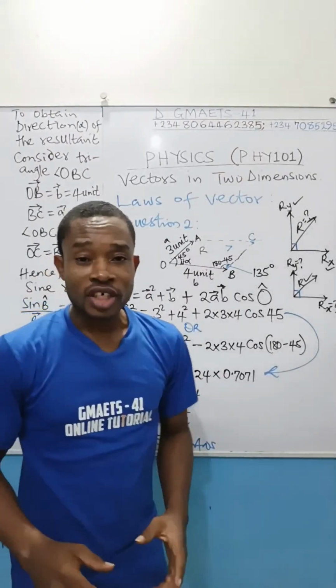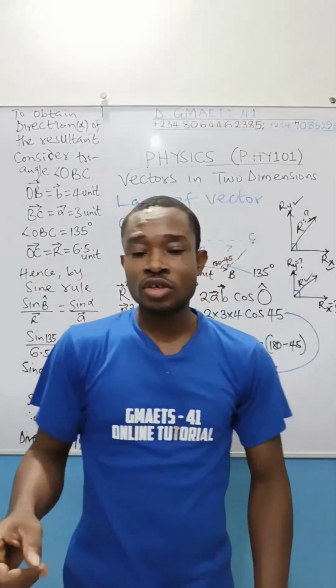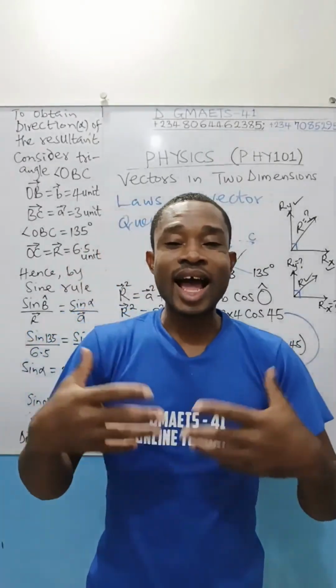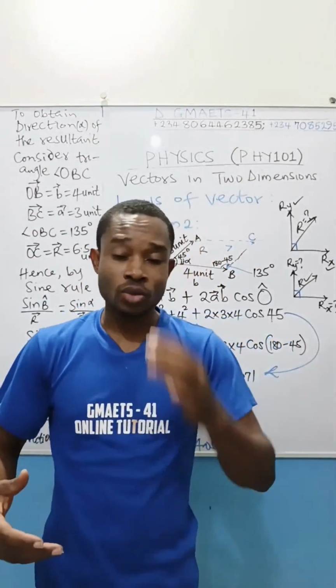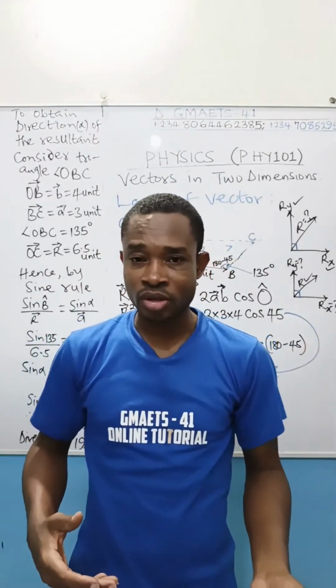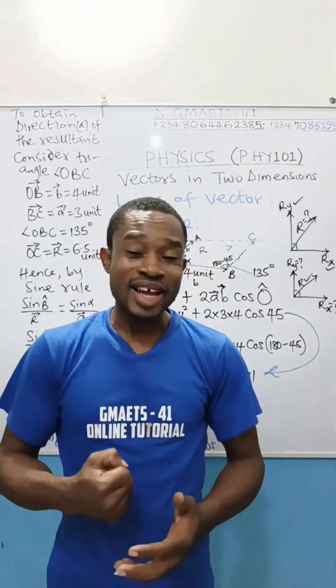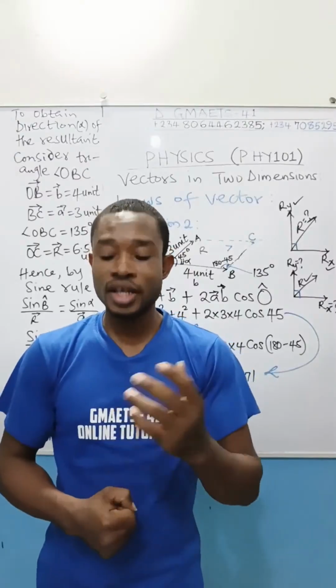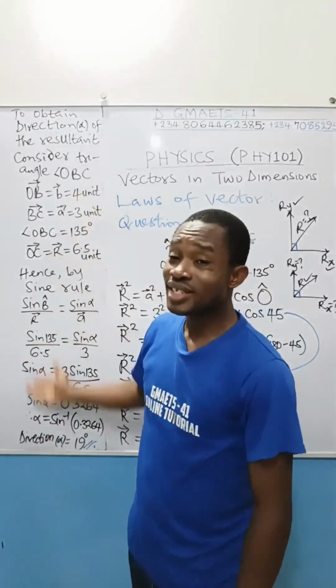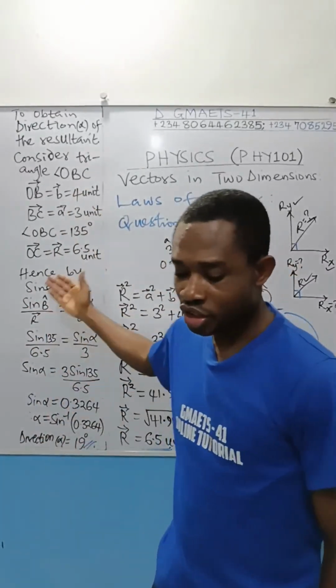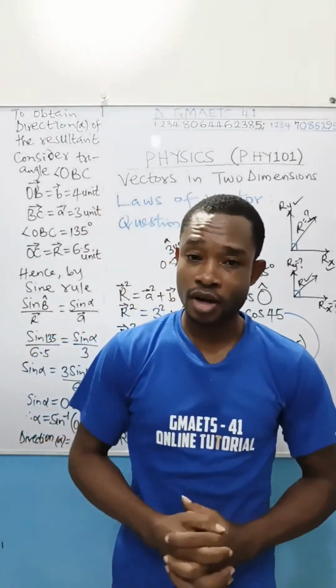And then we went further to determine the direction of two vectors that meet either at an acute angle or at an obtuse angle, where we use parallelogram law of vector, you know. We have to determine the direction of the resultant. And to get the direction of the resultant, you use what? Sine rule. You can see that I showed you how to use sine rule to solve that problem.